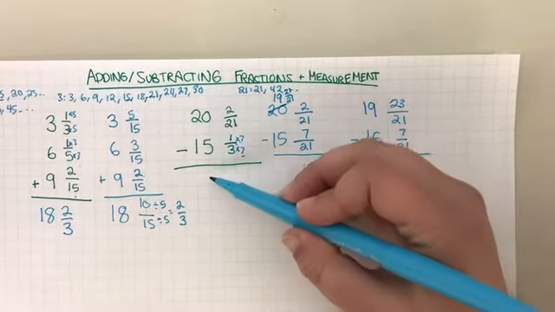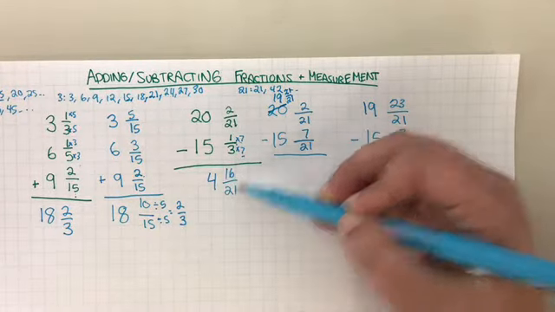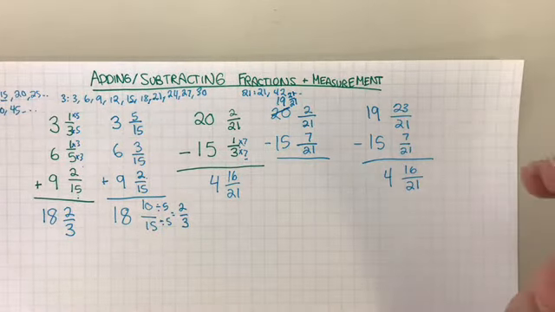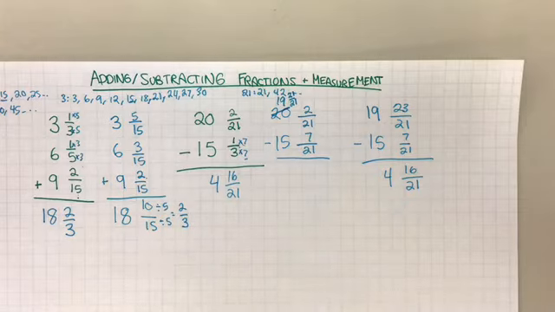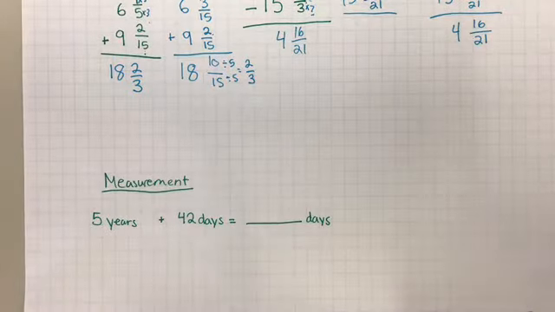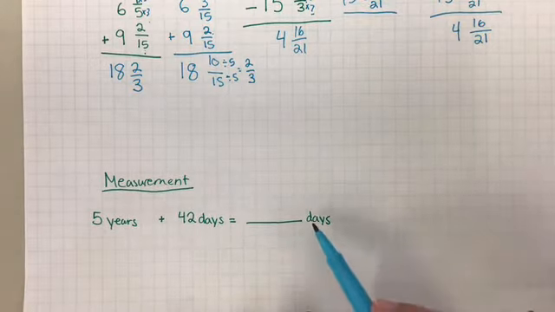I'm going to take that answer and write it way over here. 4 and 16 21sts. Well done. That was a lot of work, but we did finally get the answer. Now, to cap this off, grade 4s, I'm just going to look at this measurement problem here. It's been a while since we've done a measurement problem. So we have 5 years plus 42 days equals how many days? So we want our answer in days.